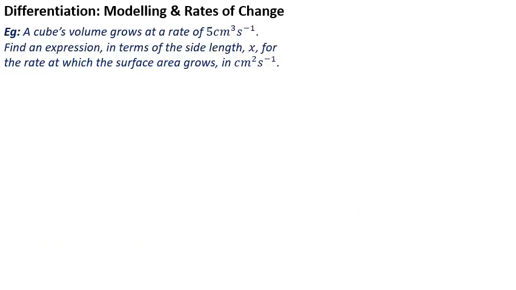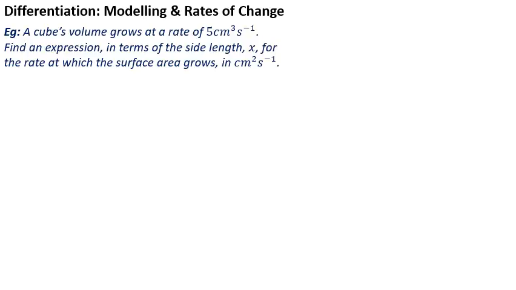Here's our next one. Now we've moved into 3 dimensions. A cube's volume grows at a rate of 5 centimeters cubed per second. Find an expression in terms of the side length x for the rate at which the surface area grows in centimeters squared per second. There's a whole lot of things in this one.